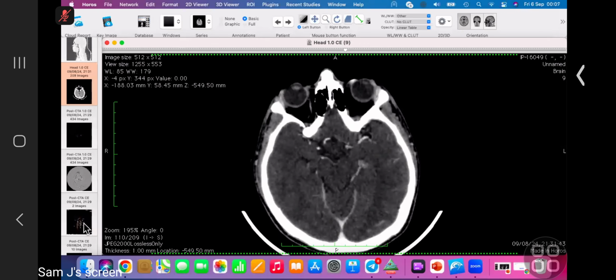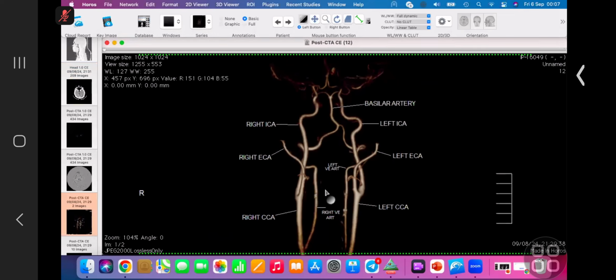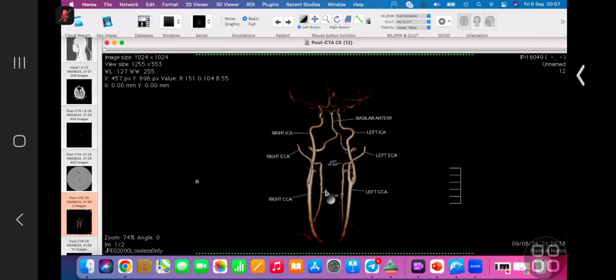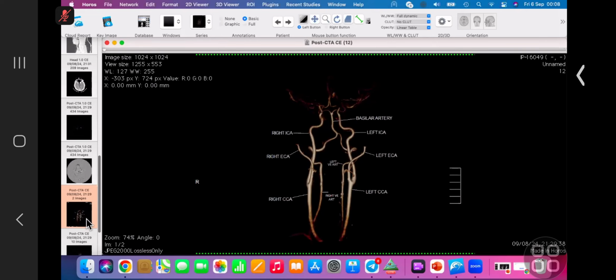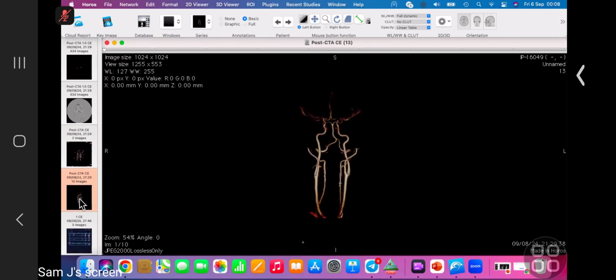So that's the reconstructed angio. We did an angio reconstruction. What do you think is happening in the carotid arteries, the internal carotid? You said that the patient is young age, right? Yes. So bilateral non-opacification or attenuation of the caliber of the internal carotid artery.